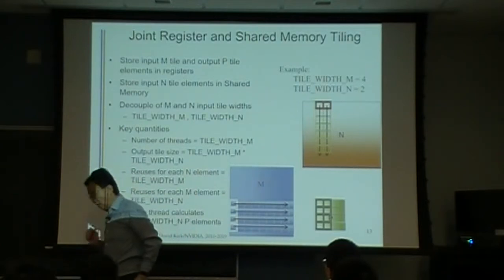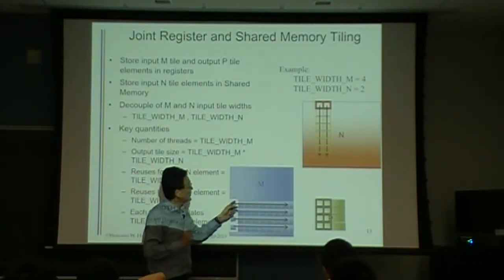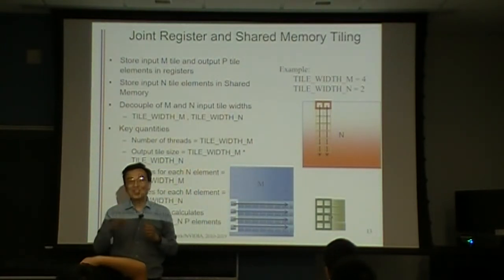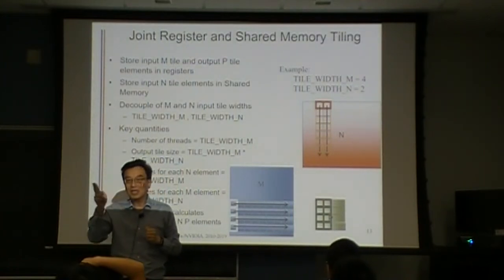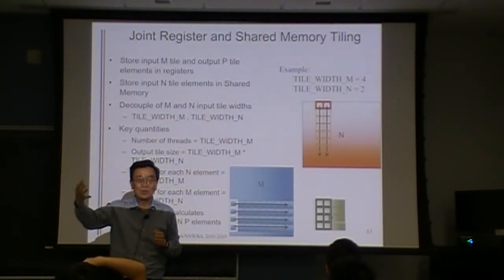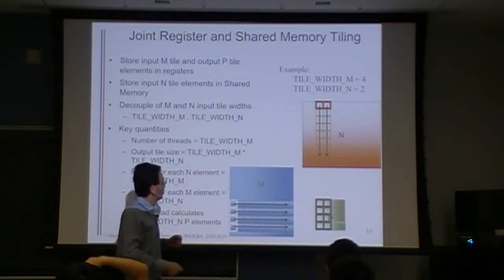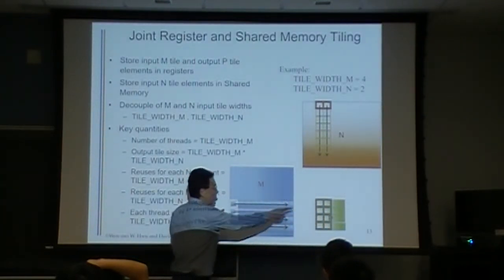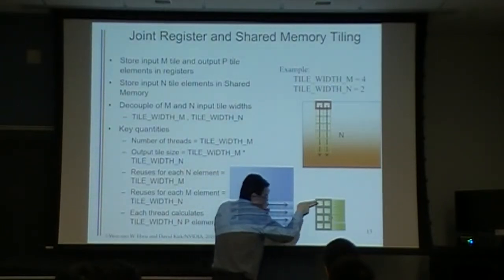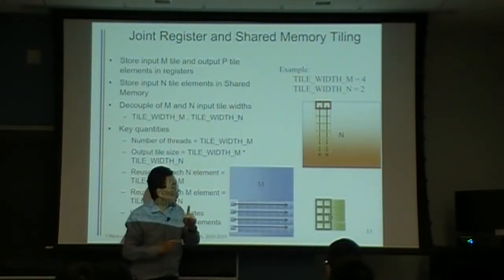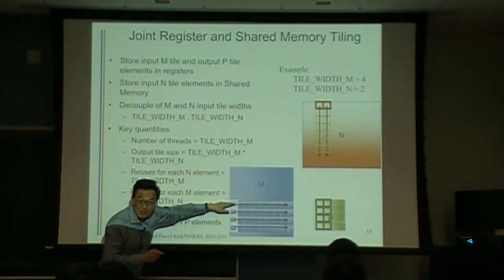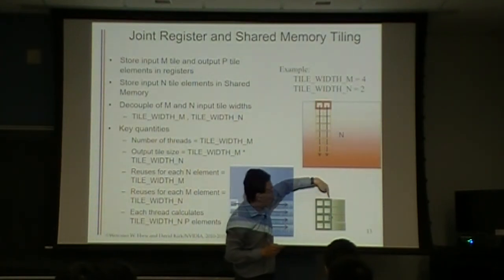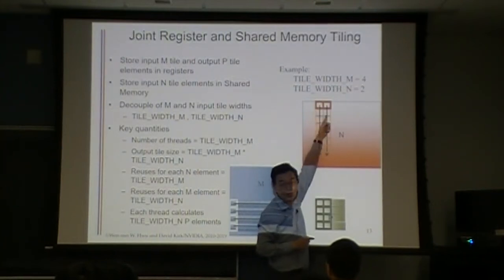So the reason is, remember, we are keeping this thing in the register. So the only way that we can reuse that element across multiple tasks is by what? Thread coarsening the work into the same thread. So each thread is now going to be calculating multiple P elements. The number of all these elements in the same horizontal direction will be calculated by the same thread. That's why the number of reuse for N element is tile width N. Okay, the tile width N here, because this size here is dictated by tile width N.